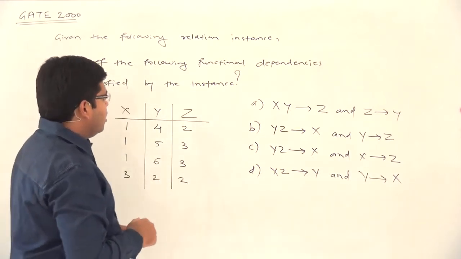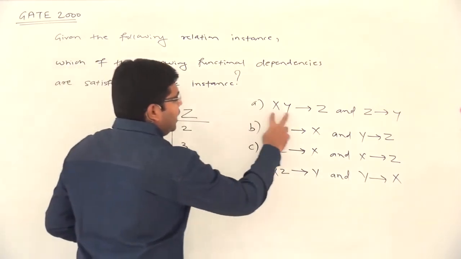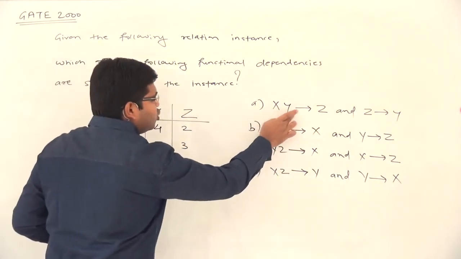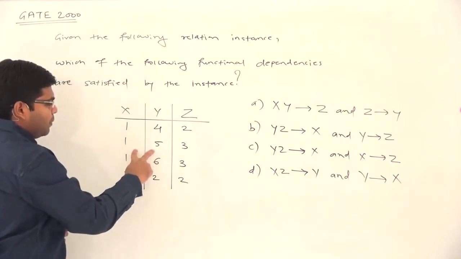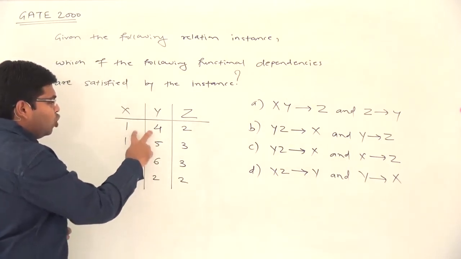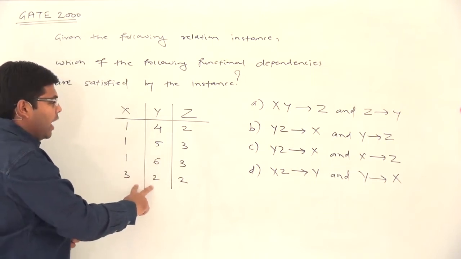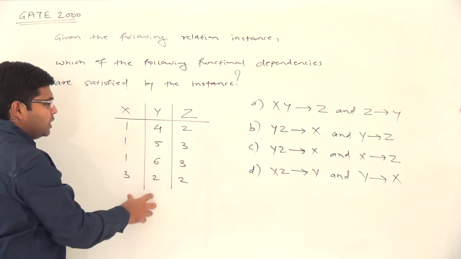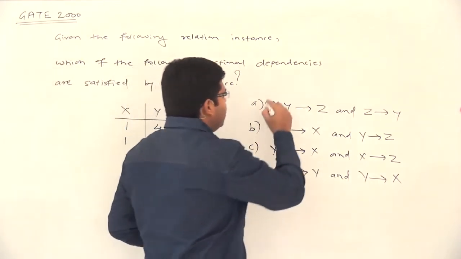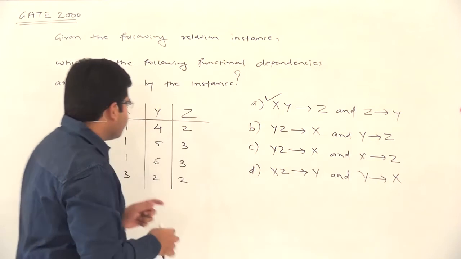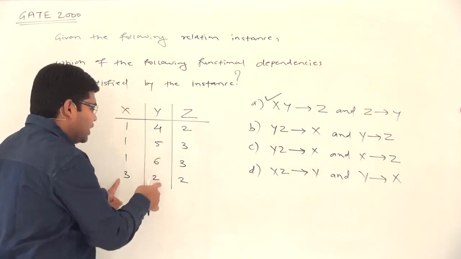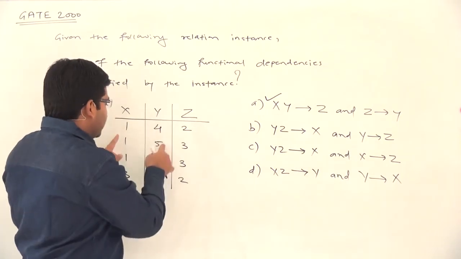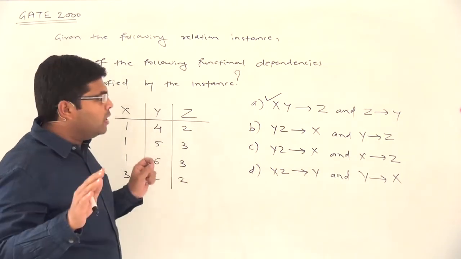First of all, option A: XY gives the value of Z. Check the left hand side of this FD, which is XY. If you see all the 4 tuples, there is no agreement in XY. The XY combination of values is unique across all the tuples, and that is why this particular FD will be valid. Because what is the rule? If there is agreement on the left hand side, then there should be an agreement on the right hand side. Here there is no agreement on the left hand side, and that is why the FD will be satisfied.